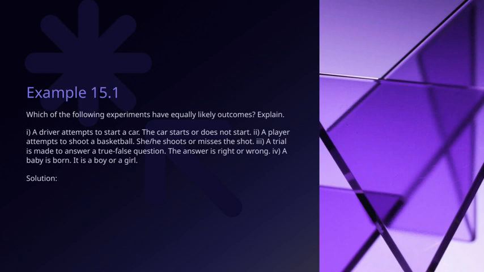Then, consider a trial where someone answers a true-false question. Either the answer is right or wrong. Finally, picture a baby being born. It's either a boy or a girl. Now, the key question here is, which of these experiments have outcomes that are equally likely? In other words, in which cases do both outcomes have the same chance of happening?